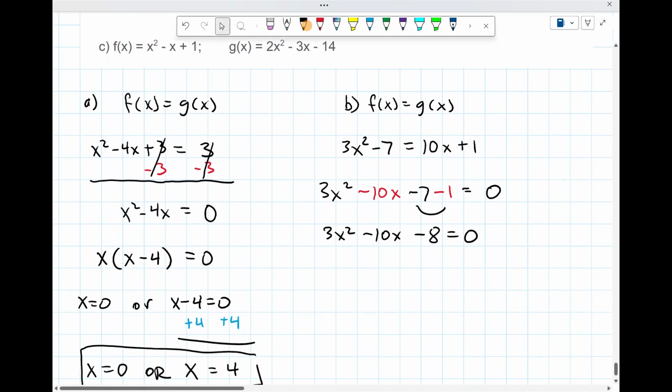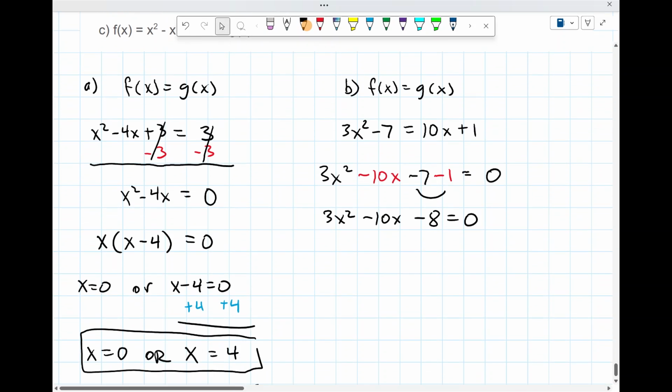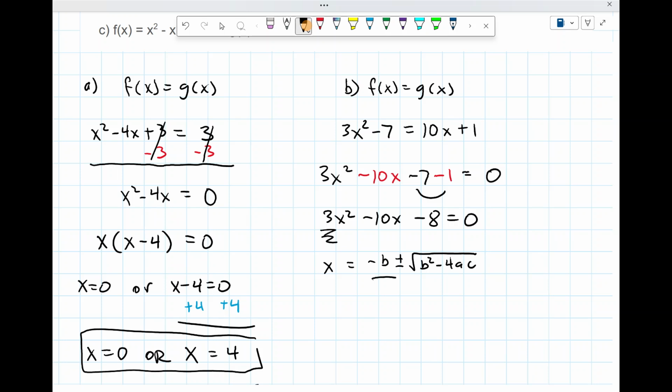And now we have an equation, and we need to solve for x. I think probably the easiest way to do this would be to use the quadratic formula. Often, if there's a number in front of the x squared term, I will decide to use the quadratic formula, as opposed to trying to factor it. The nice thing about the quadratic formula is that it always works.